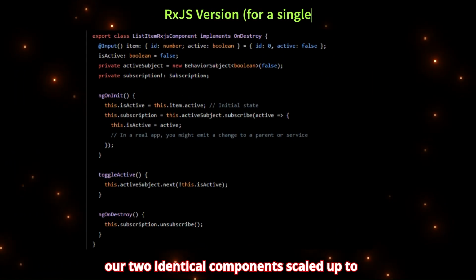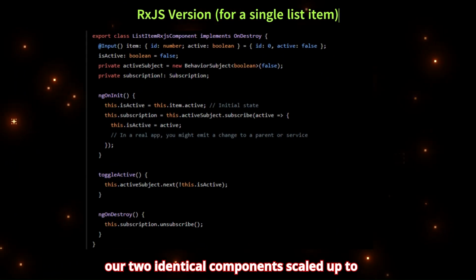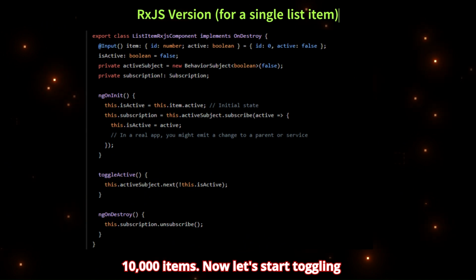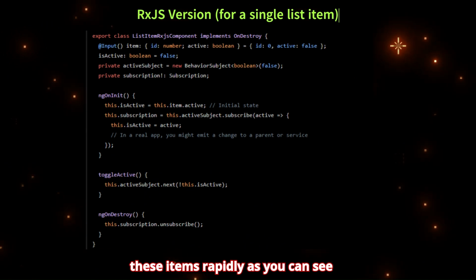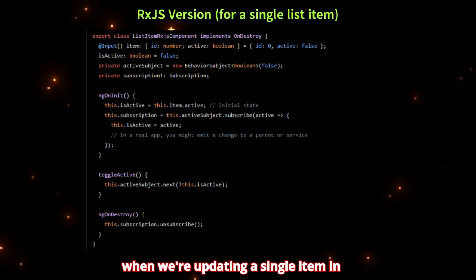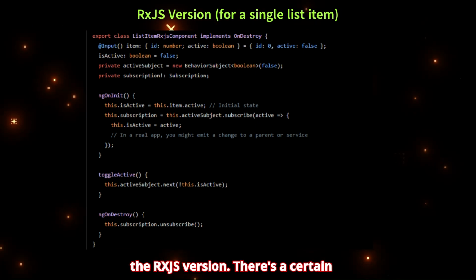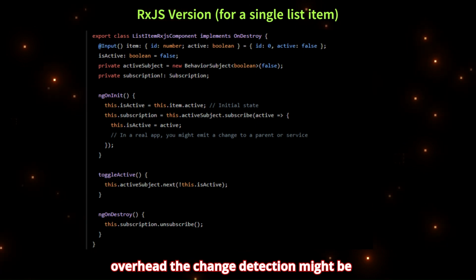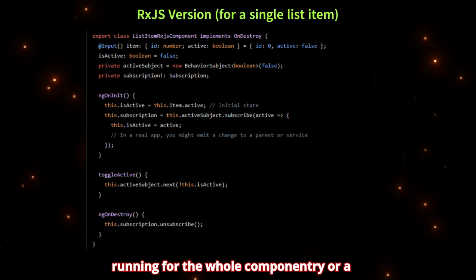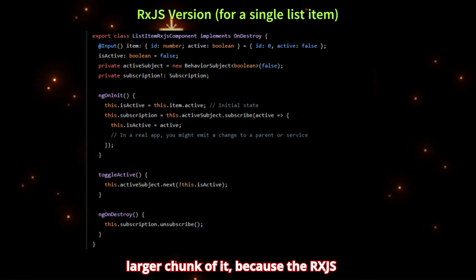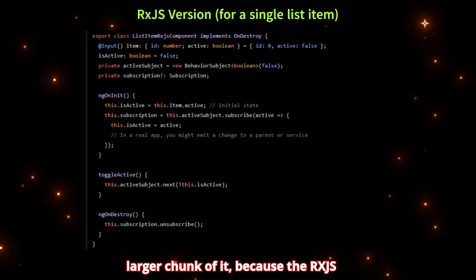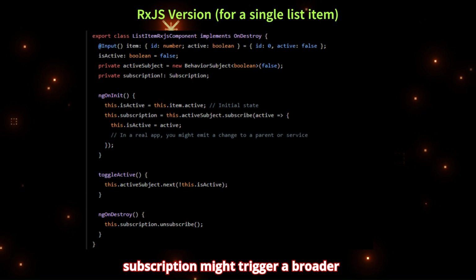Okay, so here we have our two identical components, scaled up to 10,000 items. Now, let's start toggling these items rapidly. As you can see, when we're updating a single item in the RxJS version, there's a certain overhead. The change detection might be running for the whole component tree, or a larger chunk of it, because the RxJS subscription might trigger a broader check.